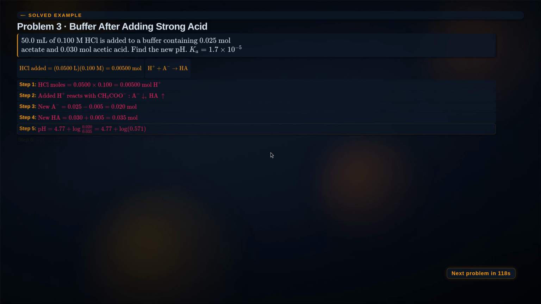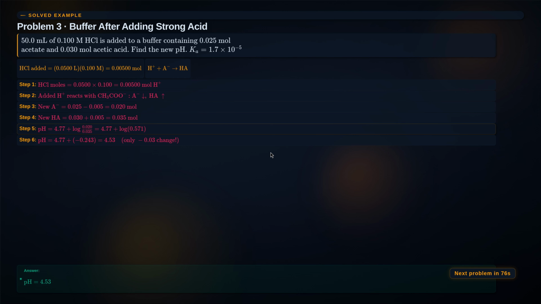Problem 3. Buffer after adding strong acid. 50.0 milliliters of 0.100 molar HCl is added to a buffer containing 0.025 moles of acetate and 0.030 moles of acetic acid. Ka equals 1.7 times 10 to the negative 5. Find the new pH. Step 1. Moles of HCl added equals 0.0500 liters times 0.100 molar, which is 0.00500 moles of H+.